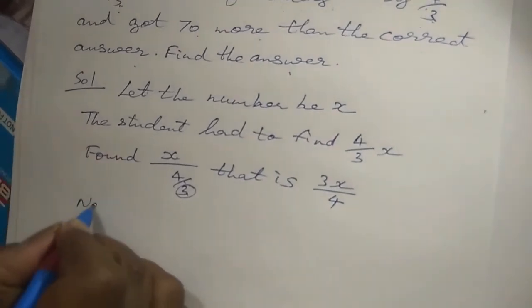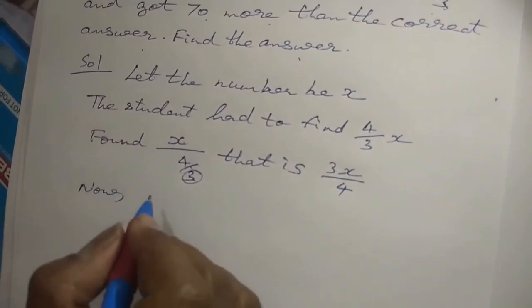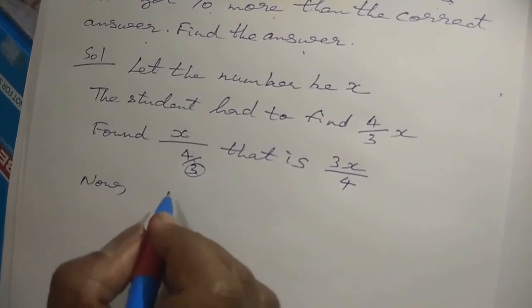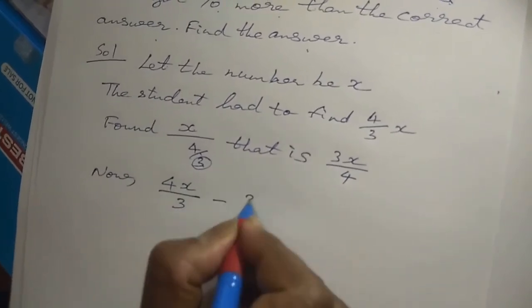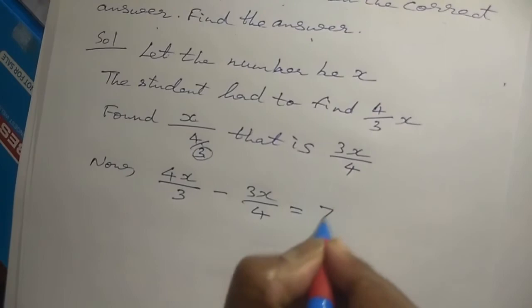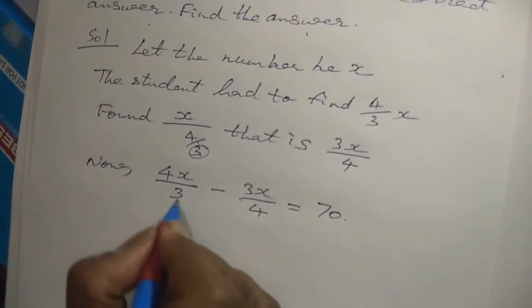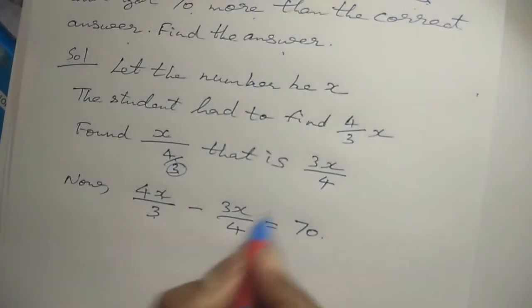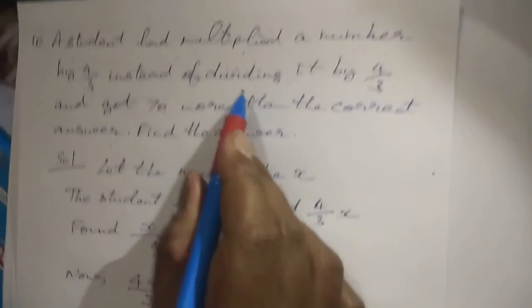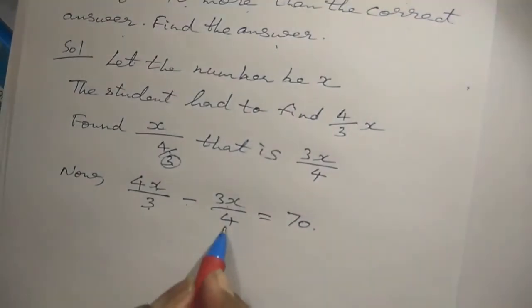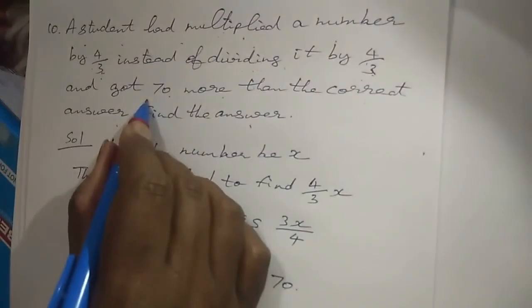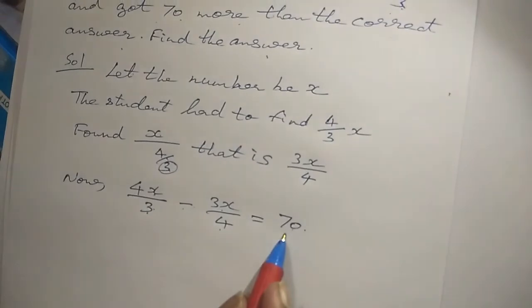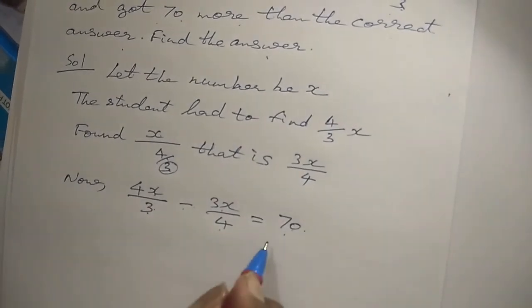Okay. Now we have to just subtract here. What is the value that comes here? It is 4x by 3 minus 3x by 4 will be equal to 70. Why I am putting here 4 by 3x is because he has multiplied something here inside, so we have to do division here. If he did division, the correct answer would have come. So it is minus 3x by 4; if we find the difference between the two, it is given with the value of 70. It is 70 more, so I am going with 70 here.